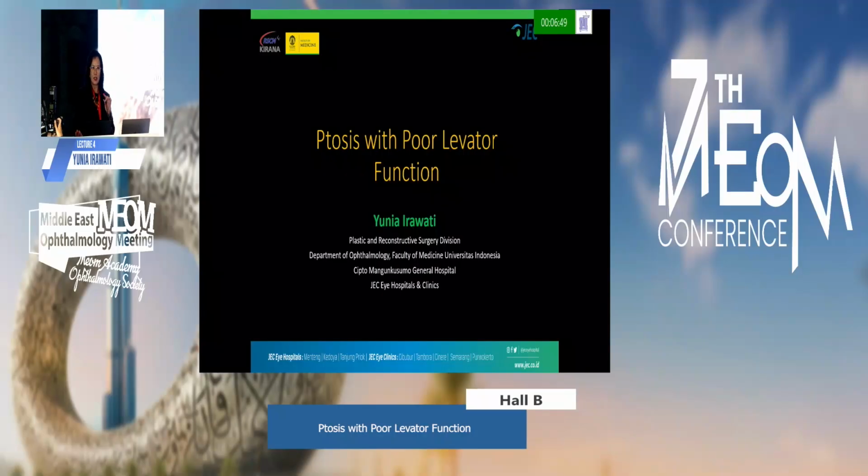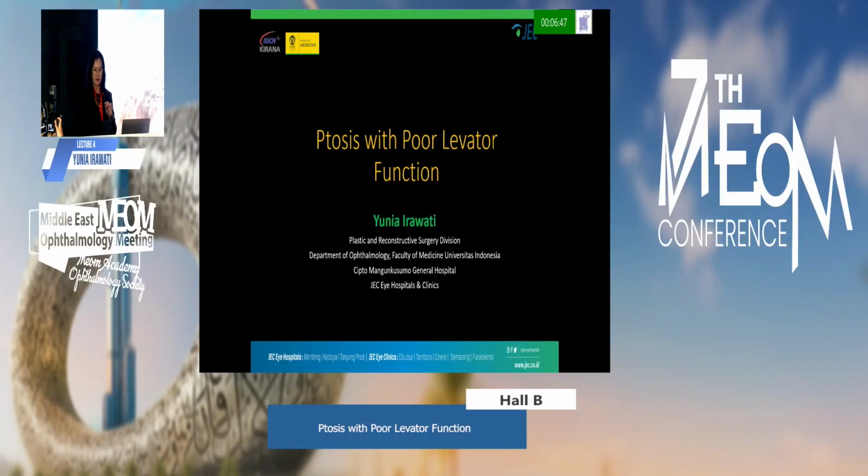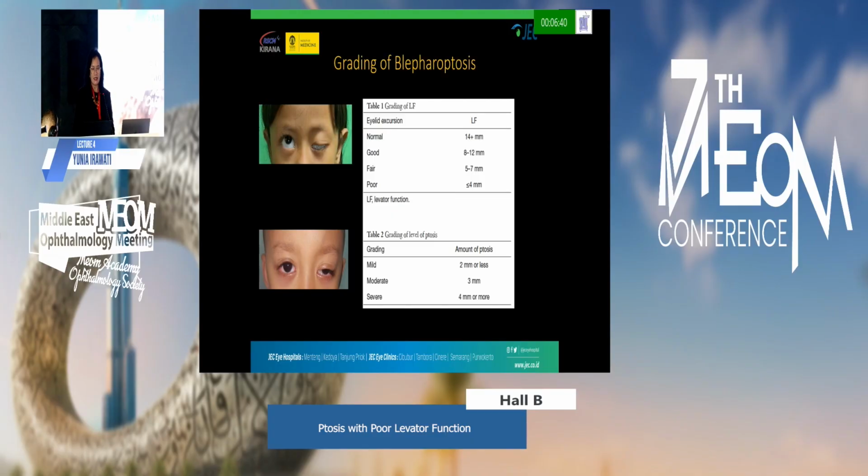Today I would like to share with all of you ptosis with poor levator function. I think it's different from Dr. Virus, but I think this is always the challenge for oculoplastic surgeons. For the grading of blepharoptosis, Dr. Virus already reminded us, poor levator function means the levator function is less than 4 millimeters, and the grading of the ptosis is also important for us.